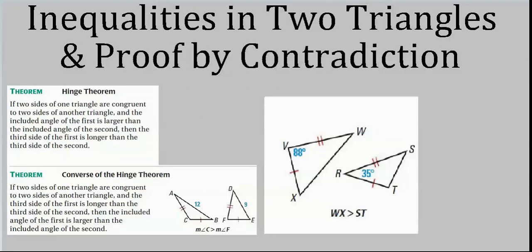Hello. This is going to be really fairly simple. Remember, in the last video we talked about the fact that the largest side in a triangle would be opposite the largest angle, and the smallest side would be opposite the smallest angle, and vice versa. What we have here is basically the same thing, except that we're talking about two different triangles.